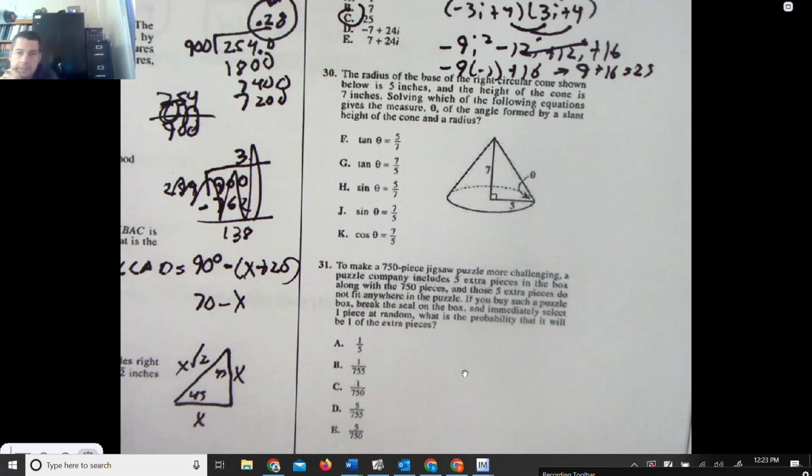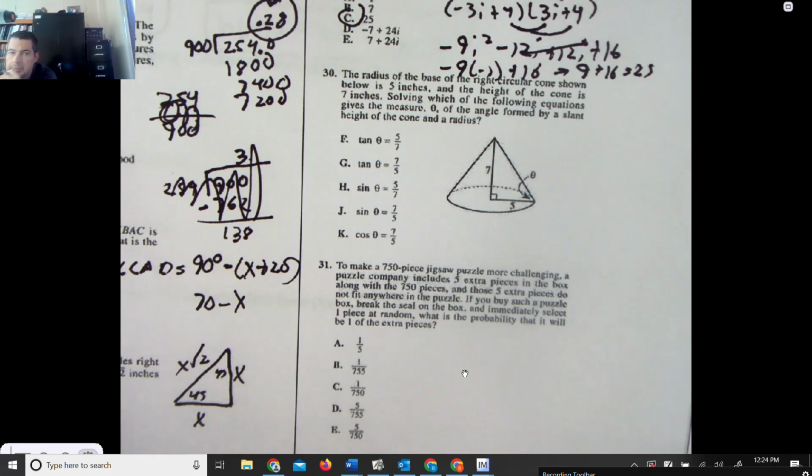The radius of the base of the right circular cone shown below is 5 inches, and the height of the cone is 7 inches. Solving which of the following equations gives a measure theta of the angle formed by the slant height of the cone and the radius?